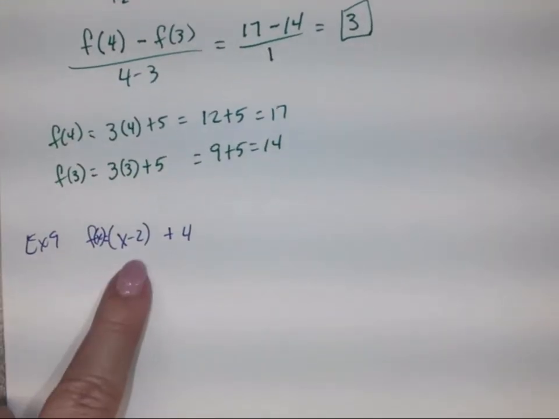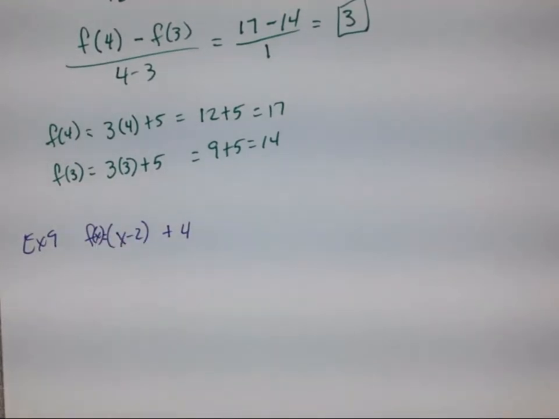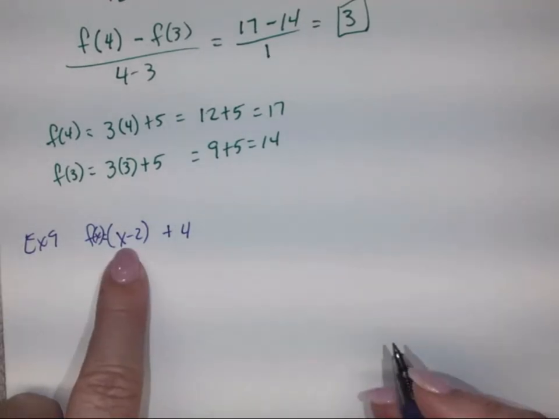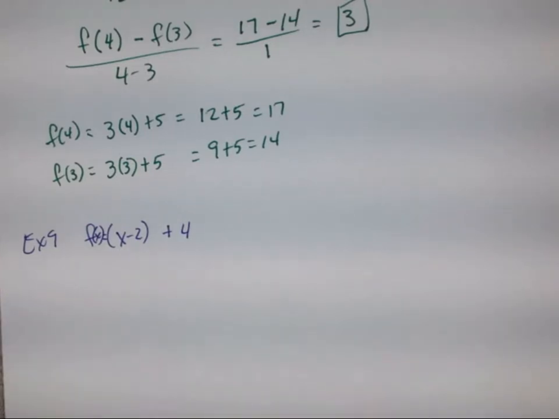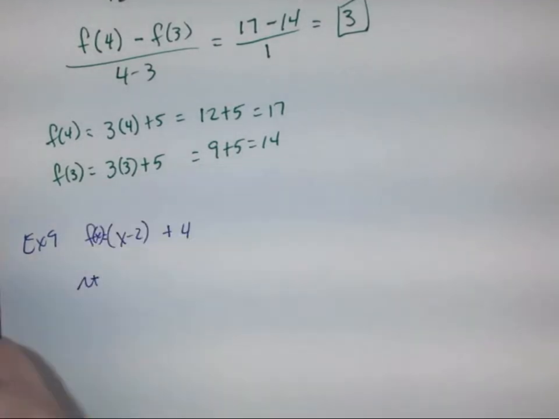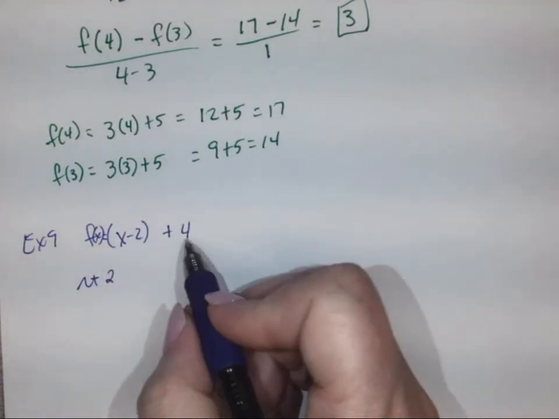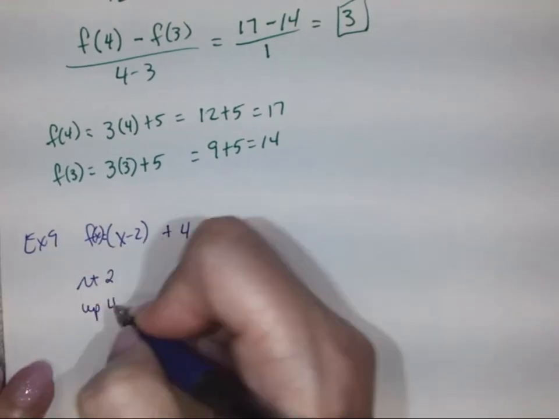So what we need to do is talk about what happens here. So remember, when it's inside the parentheses, it is a horizontal change. And so that tells us it's going to move either to the right or to the left. Because it's negative, it's actually going to go to the right. So it's going to go right 2, and then it's going to go positive. The outer part goes up and down, so it will go up 4.